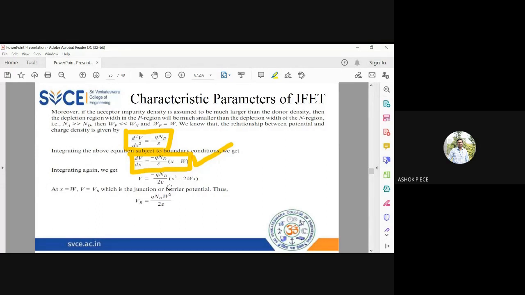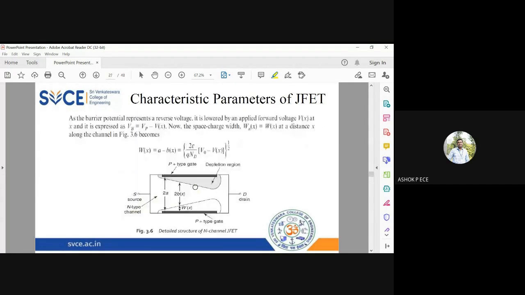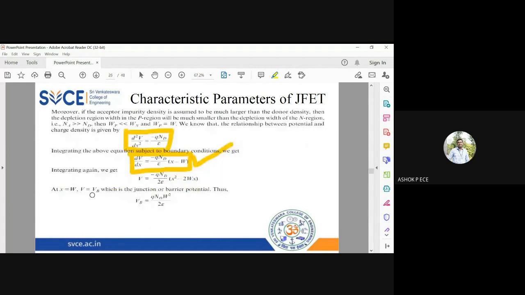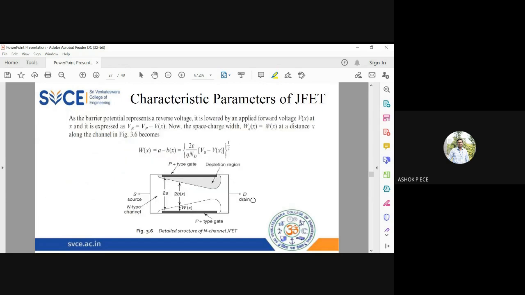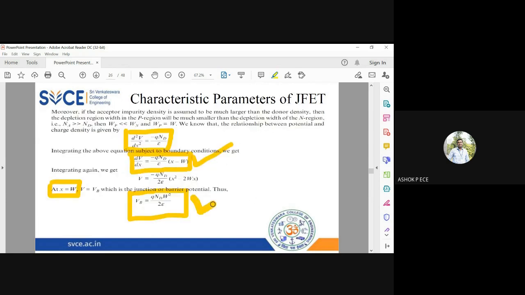So at x equal to W, we are seeing the voltage will be the barrier potential. Okay, so W is going to be the depletion layer width. At the depletion layer width, the value of V will be exactly equal to the barrier potential. So from that, if I substitute x equal to W in the above equation, I will get the value of barrier potential as Vp equal to q Nd W square by 2 epsilon. The first thing, I have found out the barrier potential. So this barrier potential is constant when there is no voltage applied.